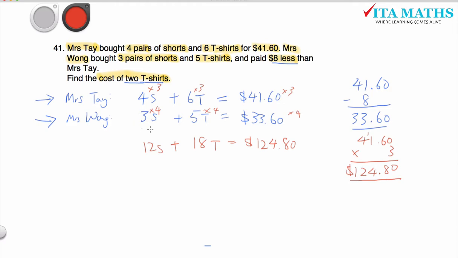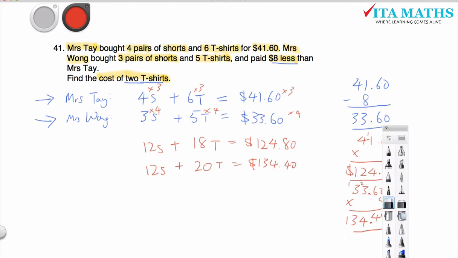Next, for Mrs. Wong, 4 times 3 is 12 as well. 12 shorts plus, how many t-shirts here? 20 t-shirts equals to 33.6 multiplied by 4. So what do we get? 4 over here, carry a 2. 6 times 4 is 24. 2 over here. 4 times 3, 12 plus 2 is 14. Remember, put a 1 here. 4 times 3, 12. 12 plus 1, 13. 134 point. This point is here after 2 digits. So likewise, 2 digits, you put the dot. 134.40. Okay? Clear so far?